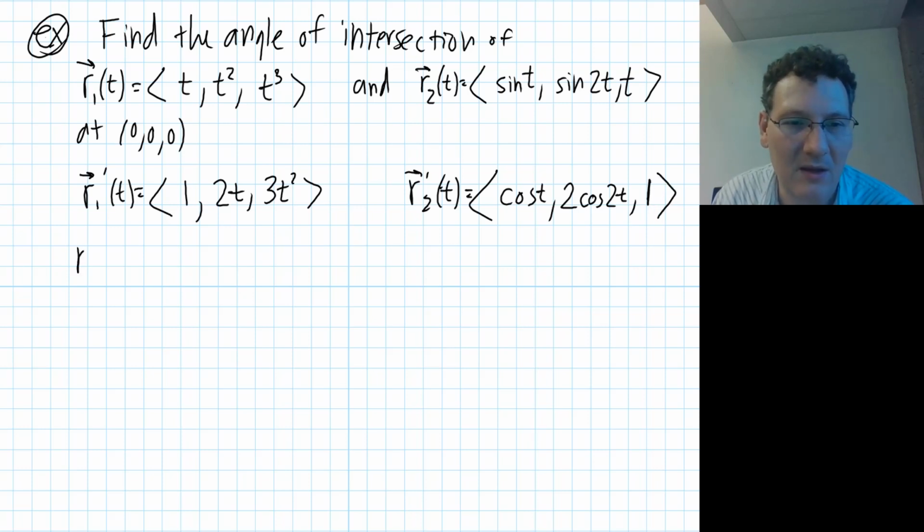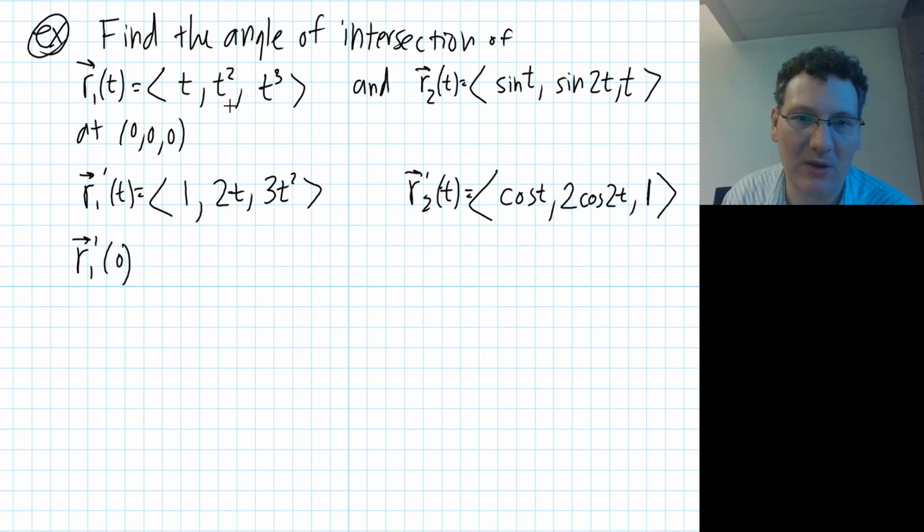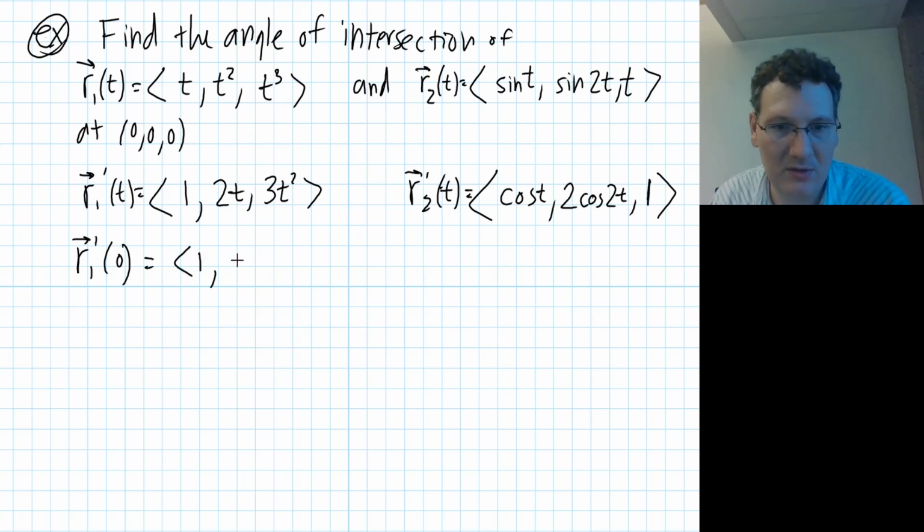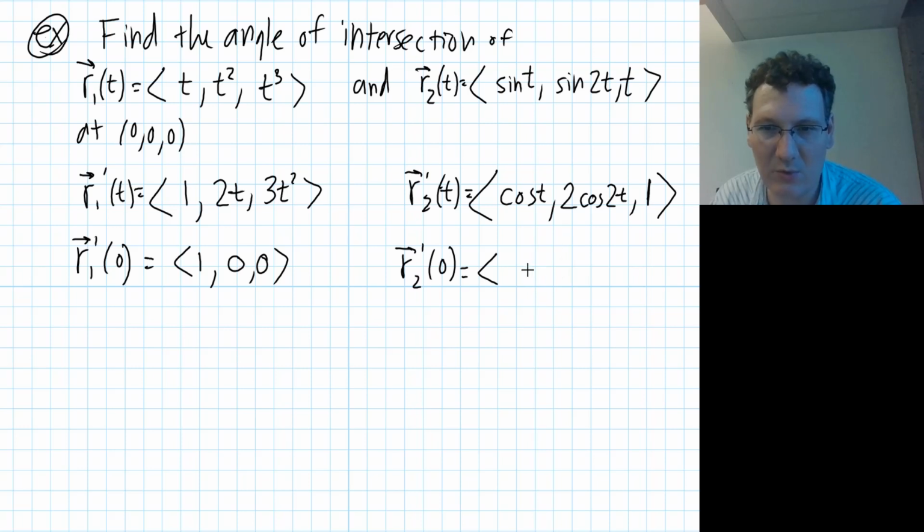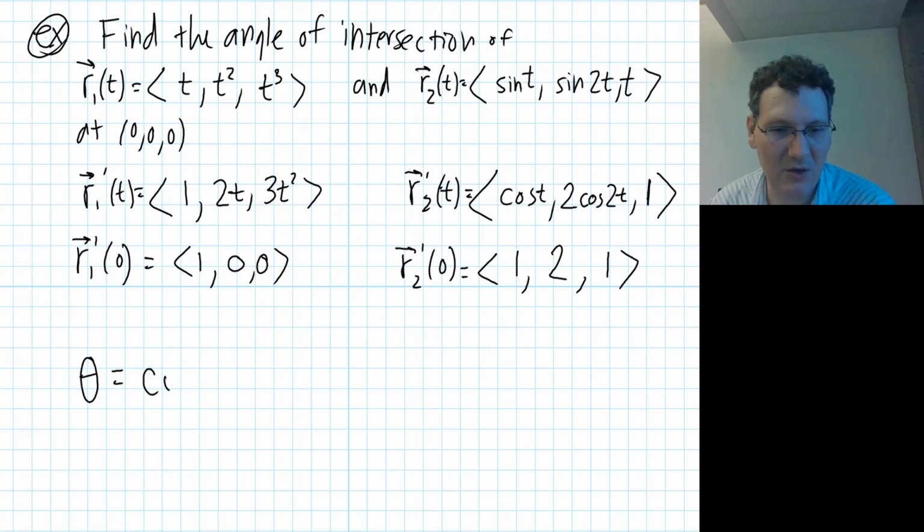Now I need to evaluate r1 prime at 0 because at the origin t is equal to 0. That's the only way to get that for the first point, actually for the other one as well. So it's going to be 1, 0, 0. And for the second one, r2 prime at 0 is going to be, the cosine of 0, remember, is 1. 2 times the cosine of 0 is 2, and then we have a 1. So we have to find the angle between them. Remember, the angle between them is the cosine inverse of their dot product.